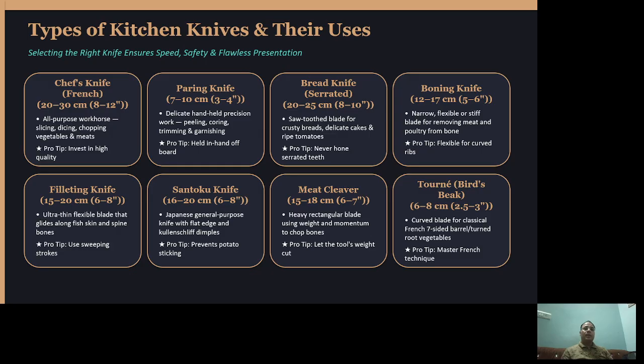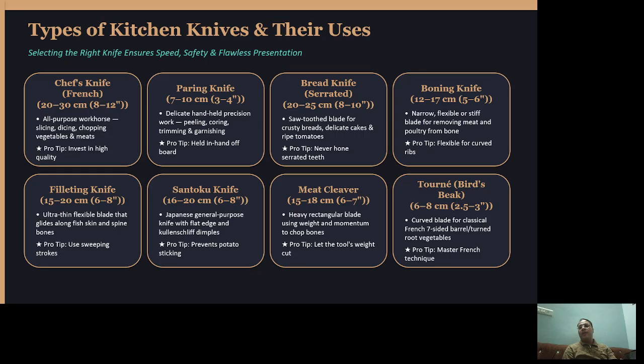Then we have some types of kitchen knives and their uses. We have the chef knife, which is also called the all-purpose knife. We have the paring knife, which is used for peeling, coring, and trimming vegetables, and also for garnishing. Then we have the bread knife, which is a serrated knife with a saw-toothed, zigzag blade, used to cut breads and delicate cakes, and also tomatoes.